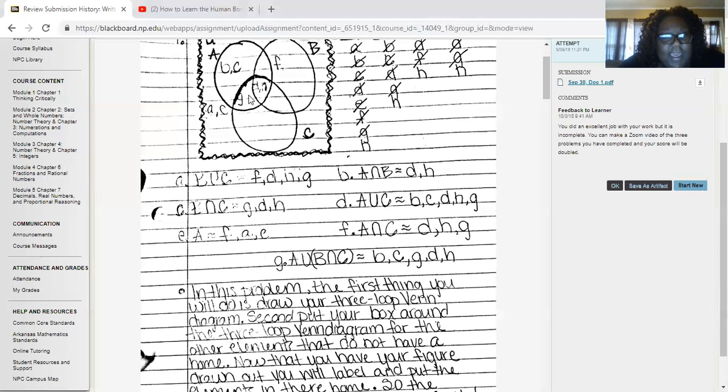Next we have our A, which has F, A. So that's everything on the outside of the A circle, which is F, A, and E. Next, we have A conjoined with C, which gives us B, C, D, H, and G. A will not really conjoin with C, gives us D, H, and G.